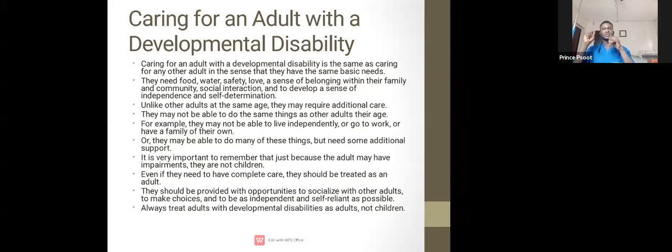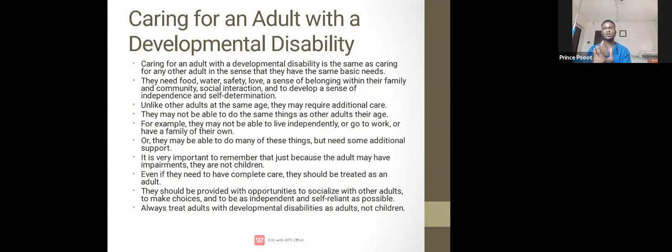So they should be provided with opportunities to socialize with other adults, to make choices, and to be as independent and self-reliant as possible. Some people may not be able to work or perform some activities, but they may be able to do a few things. Allow them, teach them to do those few things that their strength permits them to. That's making them as independent as possible.